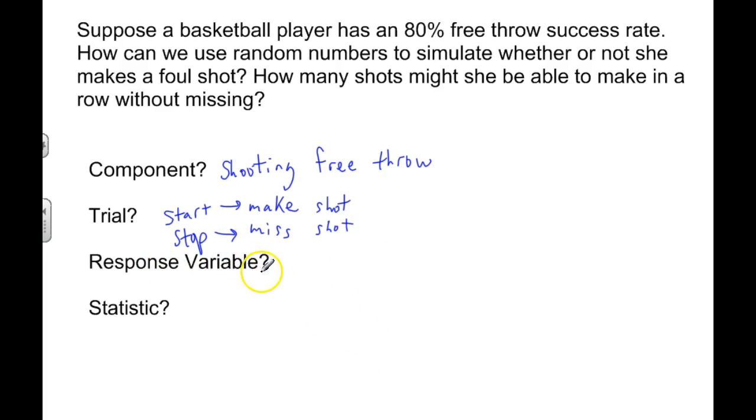Response variable would be what we're measuring. Well, I really want to measure how long this takes, right? So how many makes in a row? How many times do I make the shot in a row? In statistics, usually after I take a bunch of simulations, a bunch of trials here, I'll probably find the mean or average and see, do I hit 2 in a row, 3 in a row, 4 in a row, that kind of thing.